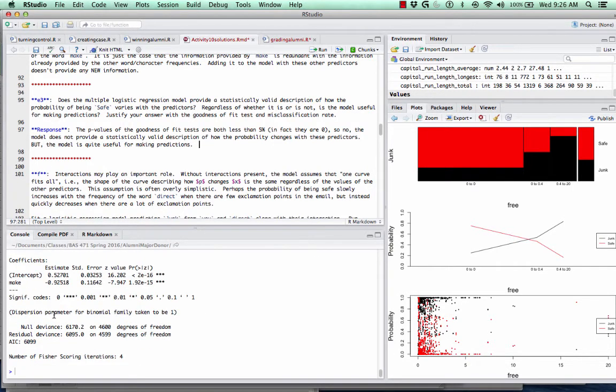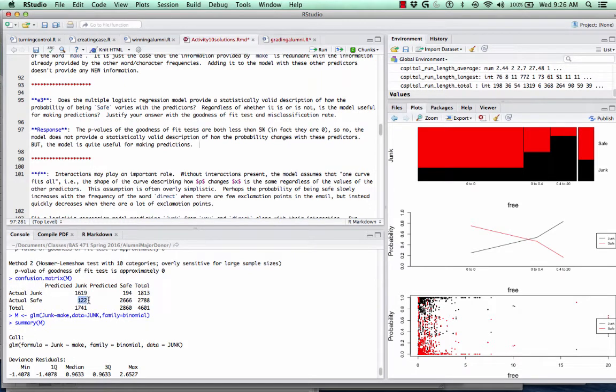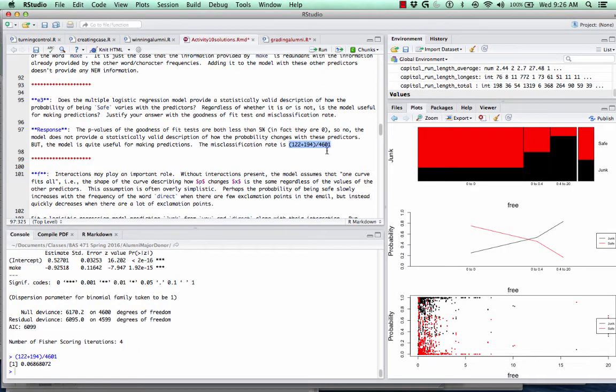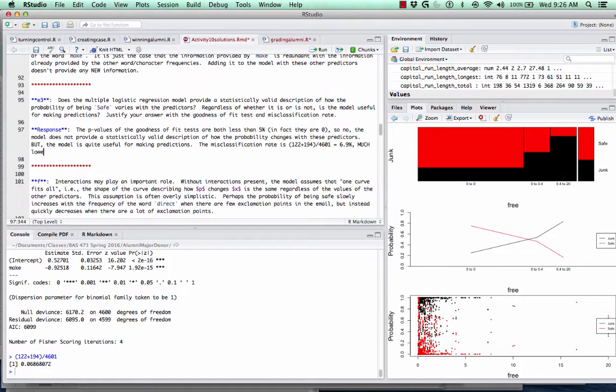Why is that? Well, looking at the confusion matrix, we see that the misclassification rate of this model is substantially lower than the naive model or the simple logistic regression model. So the misclassification rate is 122 predicted junk but in actuality safe, plus 194 predicted safe but in actuality junk, over the total number of emails, which turns out to be 6.9%. So this is much lower than the simple logistic regression model or the naive model.